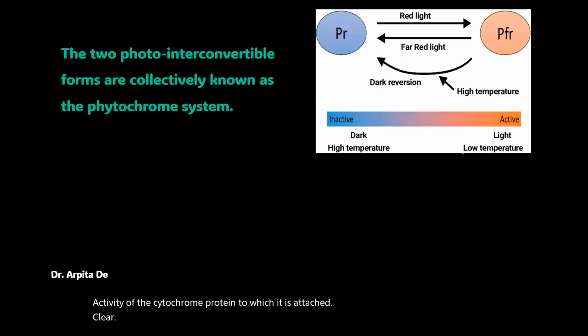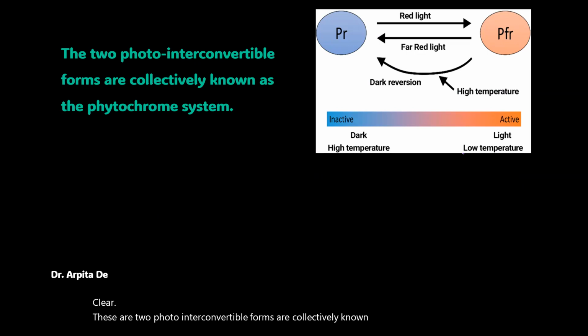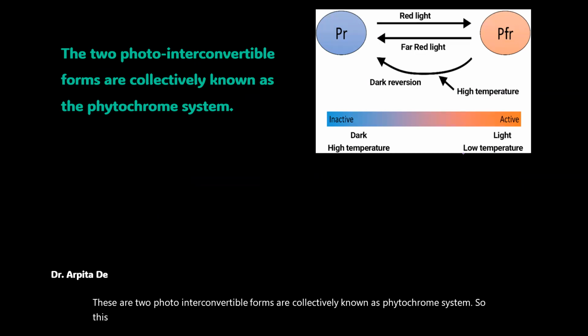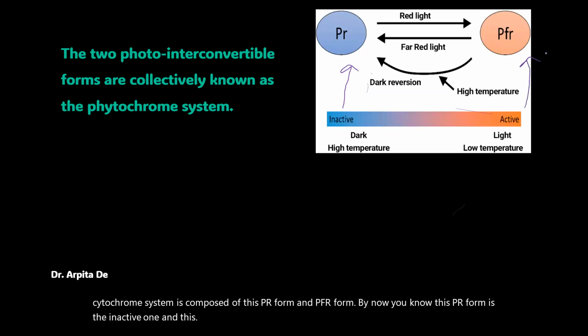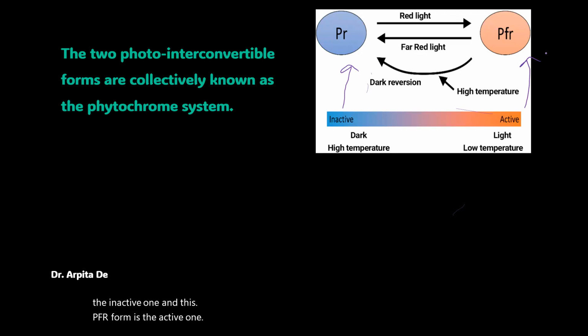These two photointerconvertible forms are collectively known as the phytochrome system. So this phytochrome system is composed of the PR form and the PFR form. By now you know the PR form is the inactive one and the PFR form is the active one. Okay, all right.